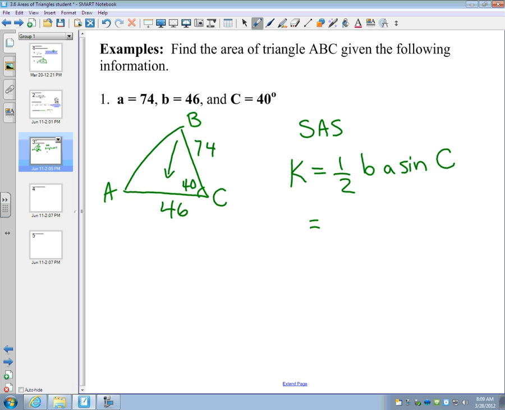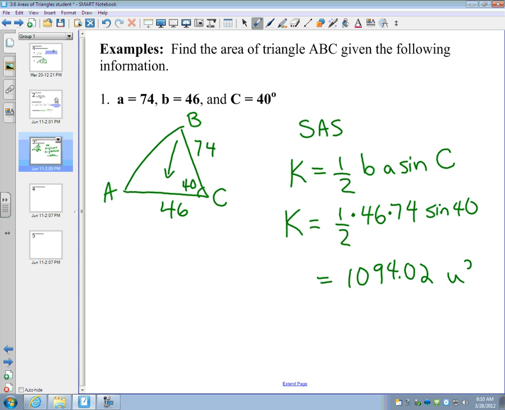Just putting in our numbers here. Area is equal to 1/2, B is 46, A is 74, times the sine of 40. So this is equal to, when you put this in your calculator, 1094.02 units squared. So what I would do right now is pause this video, get out my calculator and make sure you can do this correctly.